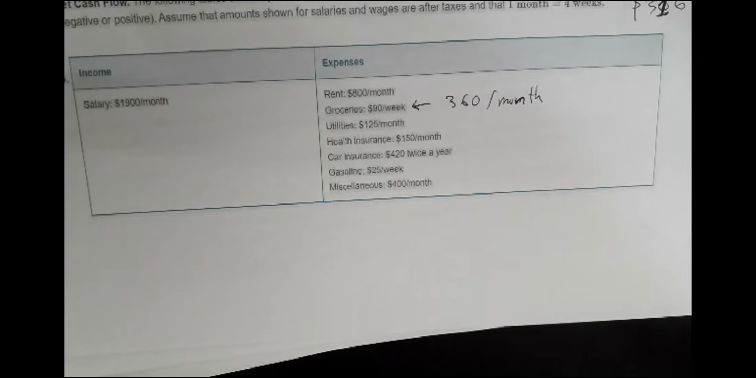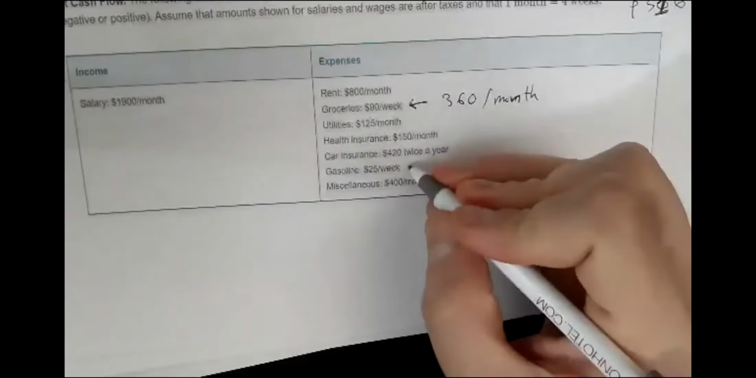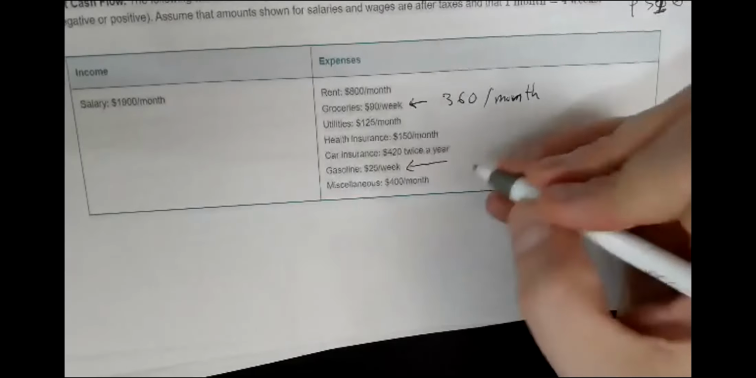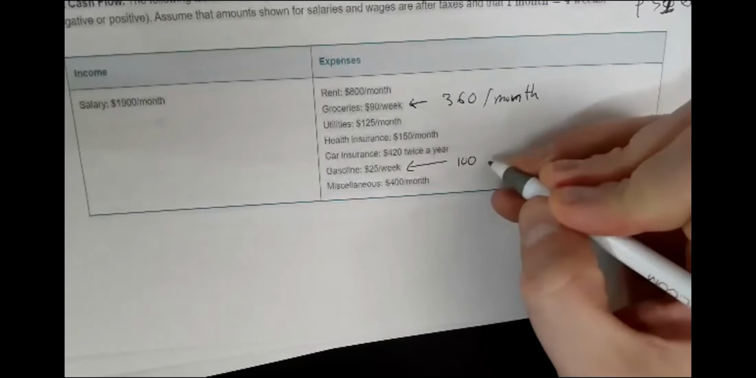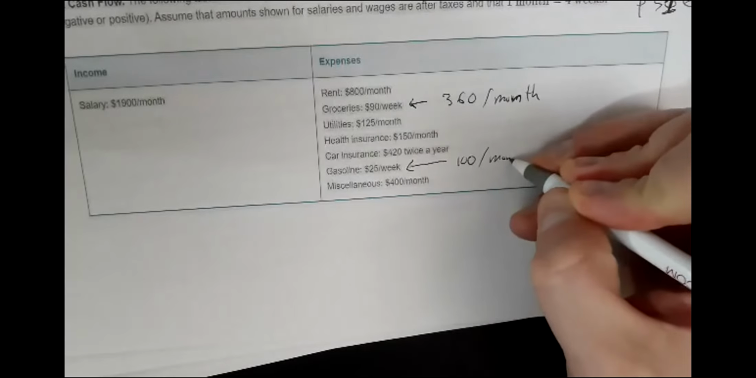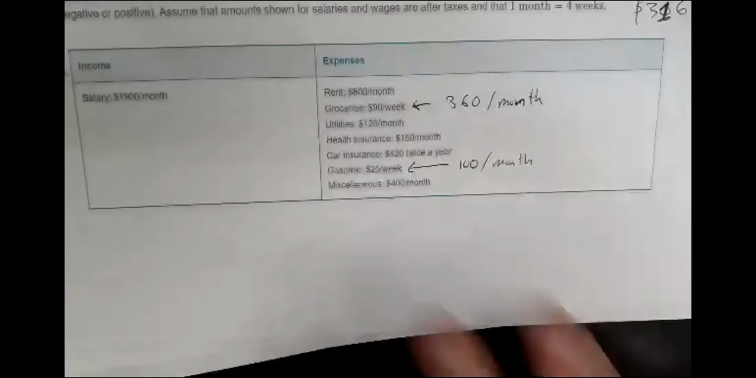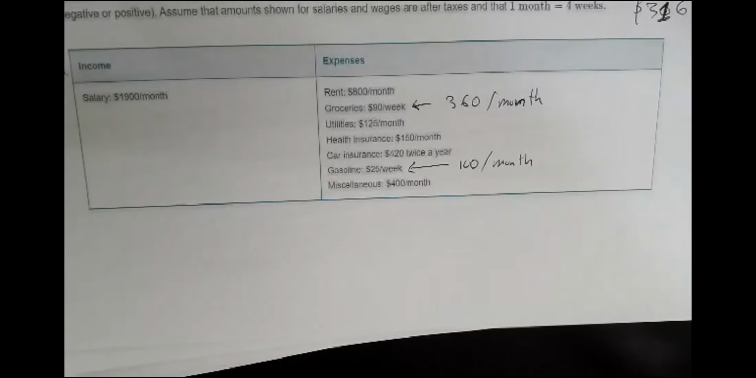So anytime you see it divided by weeks, or it's per week, you're going to have to multiply it by 4. So that one gets multiplied by 4. You get to multiply by 4. So 25 by 4 is 100 a month. So anything that is not in the per month, we're going to have to convert. So I think there's one other thing to convert here.